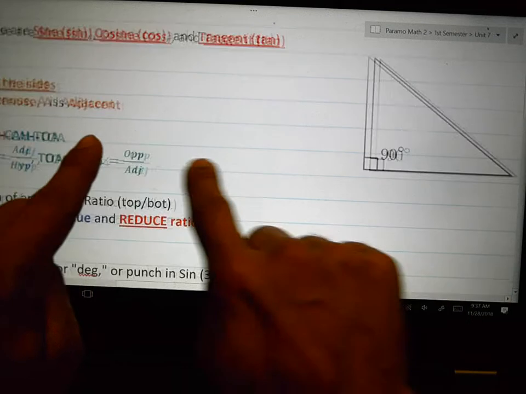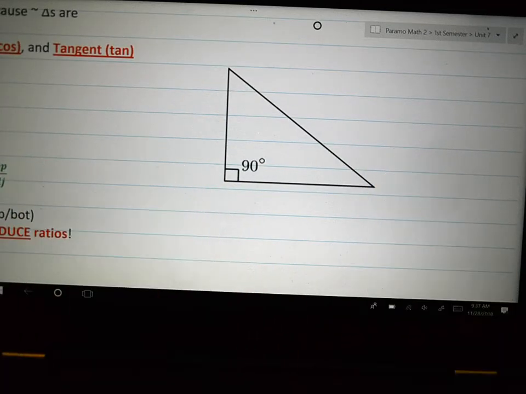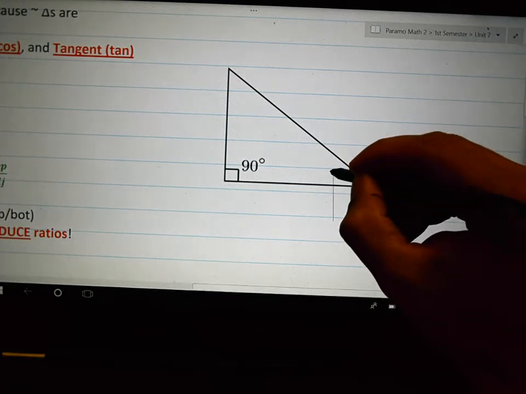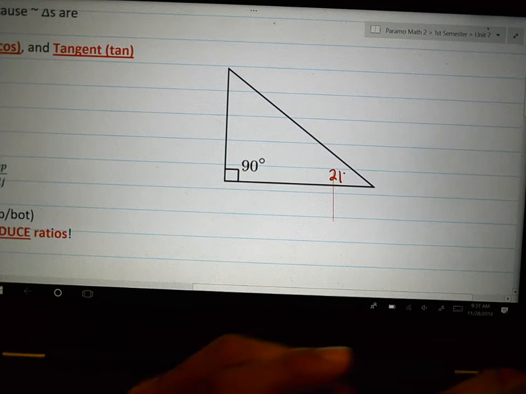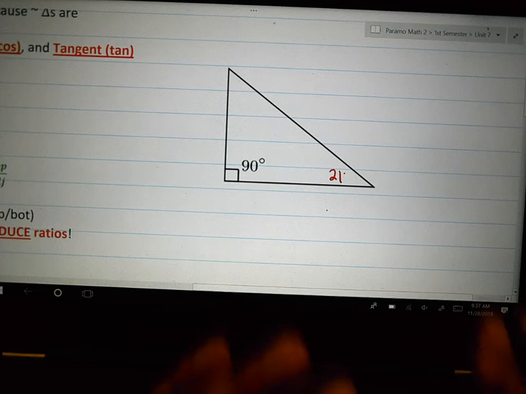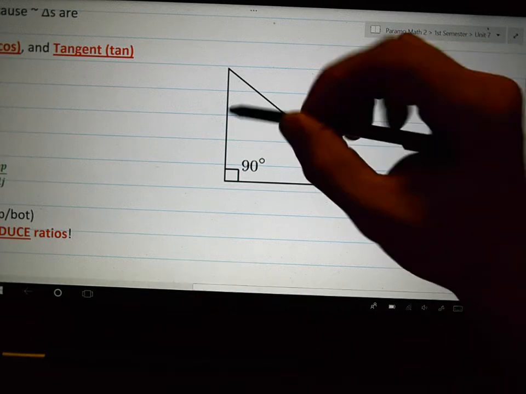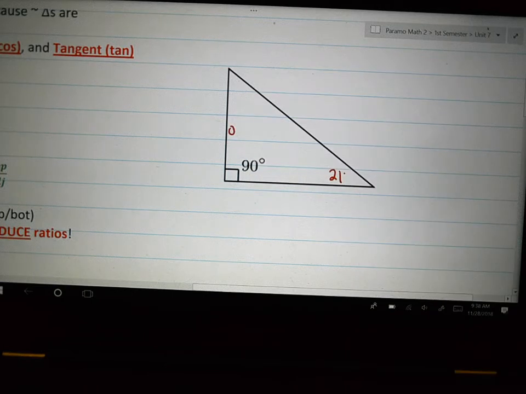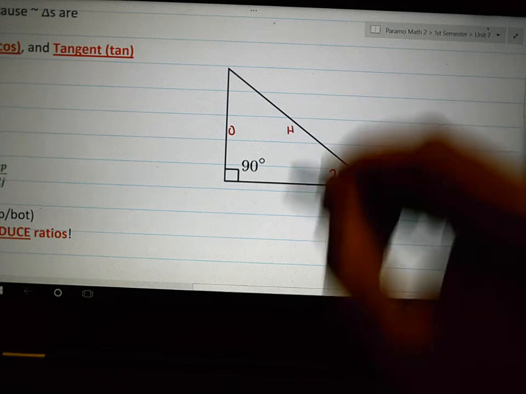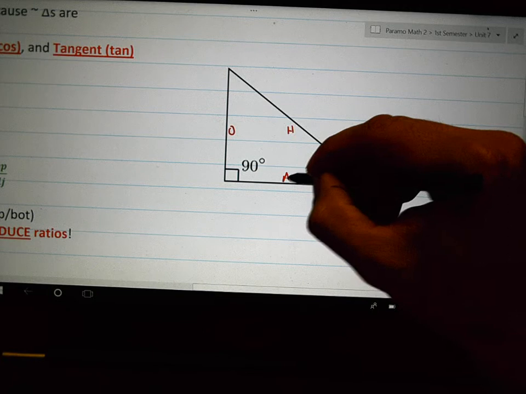So for every problem that you get, it doesn't matter what the triangle is. For example, if I give you this angle right here, and I say that it is 21 degrees, that is your angle that you're given. What is opposite will be this side. This side will be your O. Which side is your hypotenuse? The hypotenuse is across from the 90. That's your H. And your adjacent is the third side.